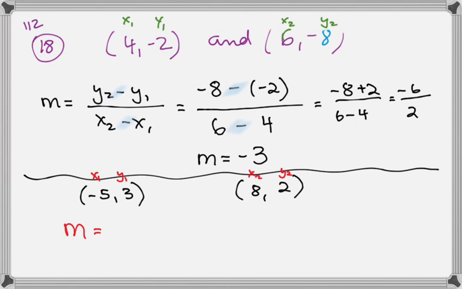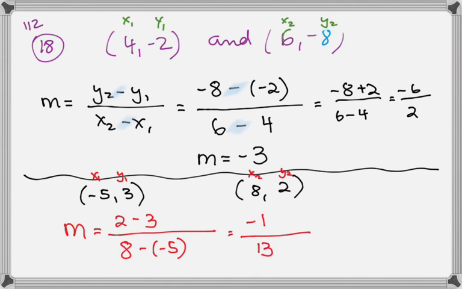Okay, we can find out. I have no idea, we made up the numbers. So y2 is 2 minus what? 3 over what? 8 minus -5. So 2 minus 3 is -1 over 8 plus 5, which is 13. So your slope is -1/13.